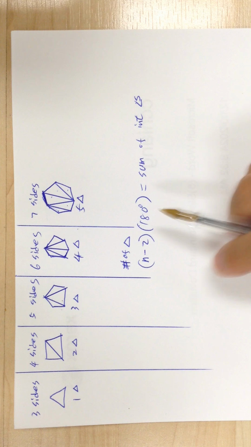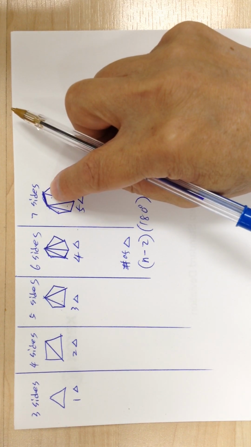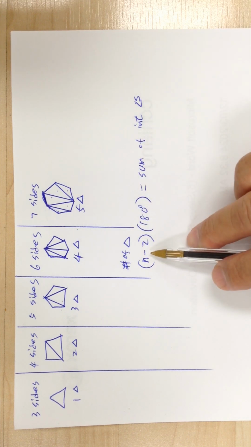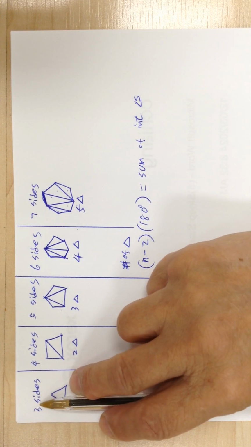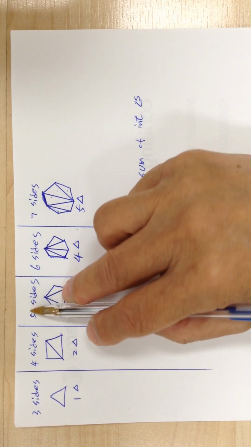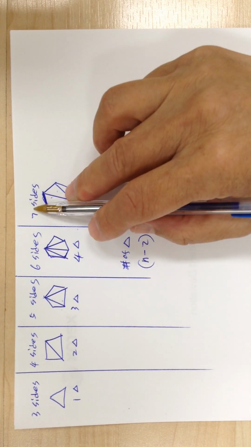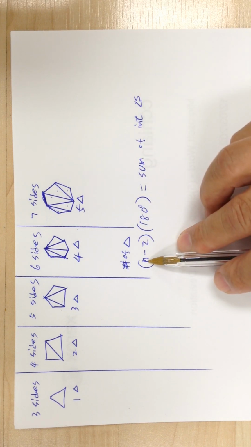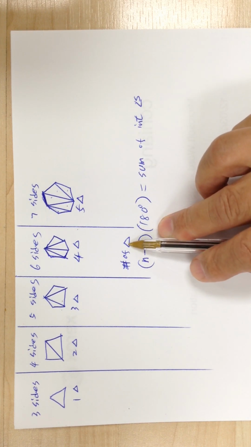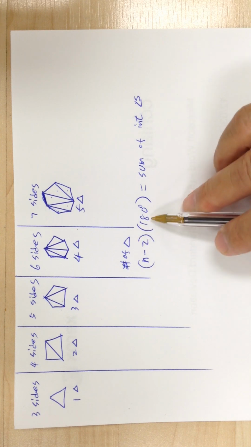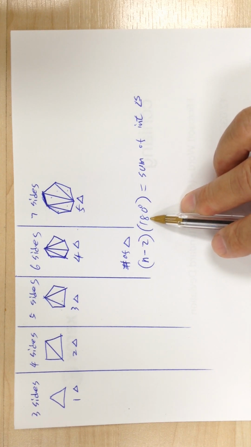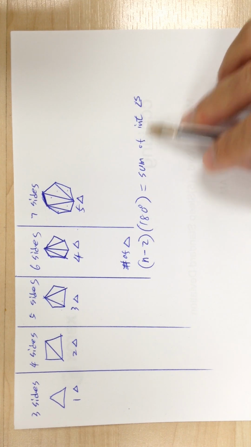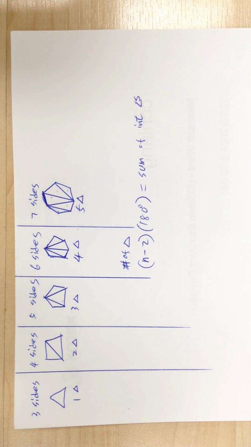Again, to figure out the total angle inside a polygon, first you cut it into triangles, and the number of triangles you get is n minus 2. Three sides you get 1, four you get 2, five you get 3, six you get 4, seven you get 5, so it's always 2 less. The number of sides minus 2 gives you the number of triangles, and each triangle is 180 degrees, so you multiply by the number of triangles, and this gives you the sum of the interior angles.